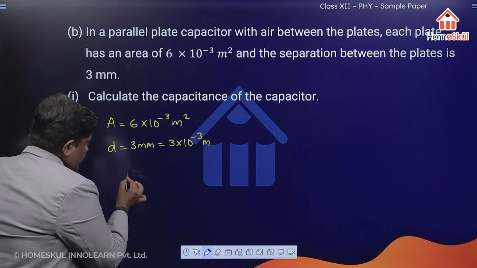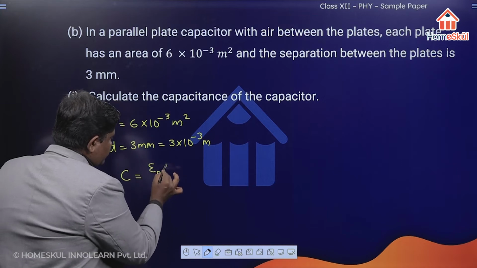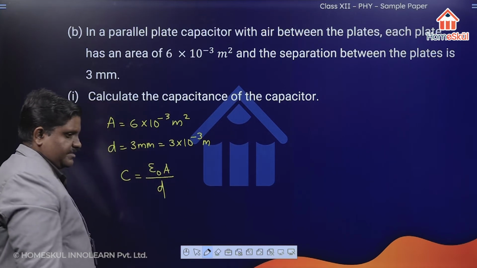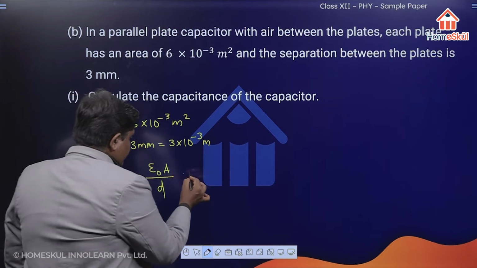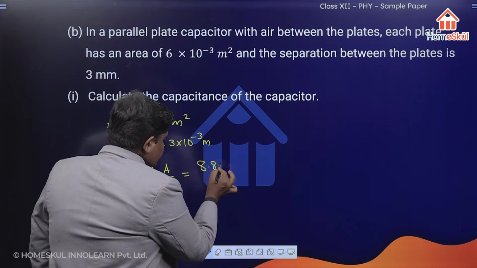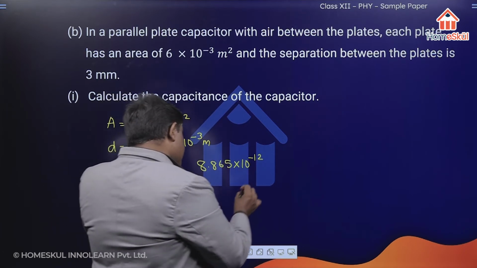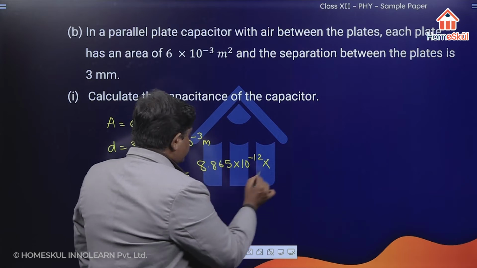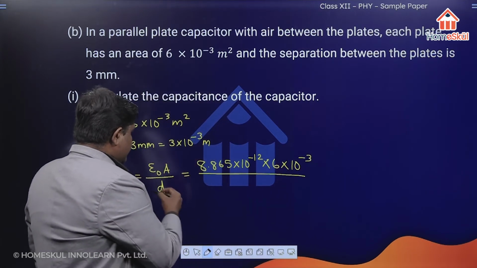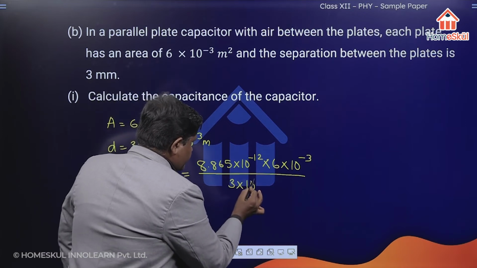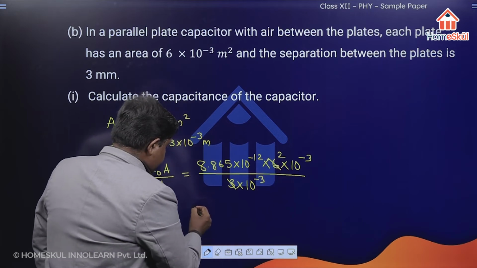So we have to just write the equation for capacitance of a parallel plate capacitor, that is C is equal to epsilon 0 A by d. This is the expression for capacitance of a parallel plate capacitor. That is equal to 8.865 into 10 raised to minus 12 into area 6 into 10 raised to minus 3, the whole divided by d, that is 3 into 10 raised to minus 3. So 3 and 6 get cancelled, we get 2.